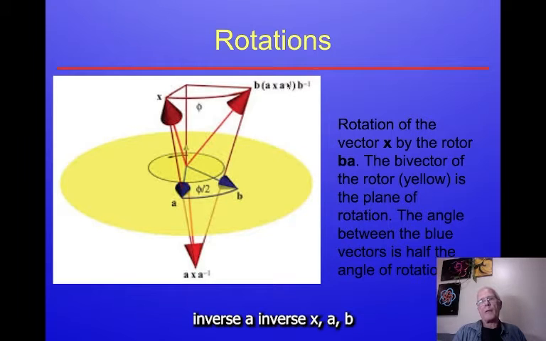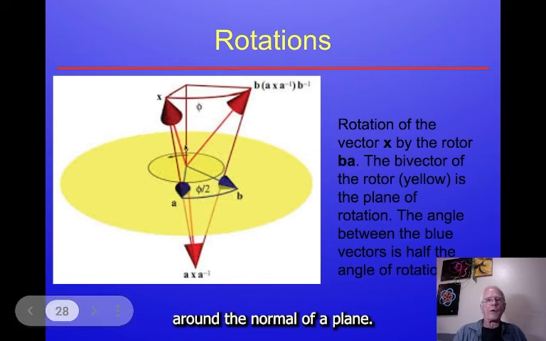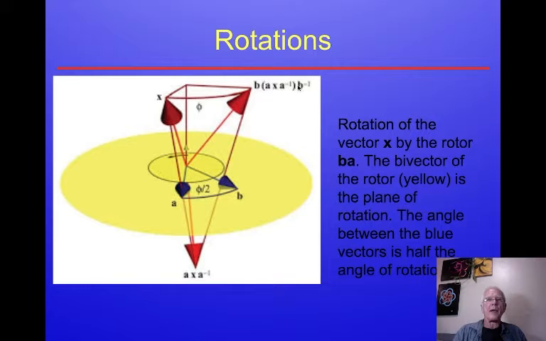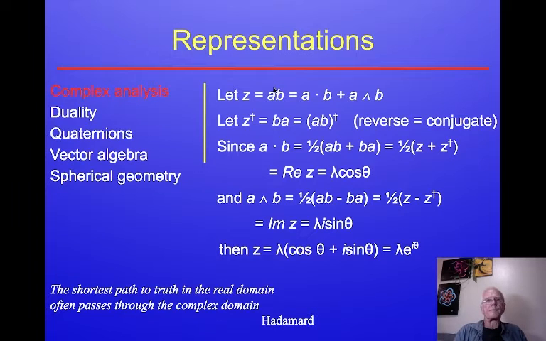B inverse, A inverse X, A, B. That's how I rotate a vector around the normal of a plane. So you can really look at BA times BA inverse as being a rotor.